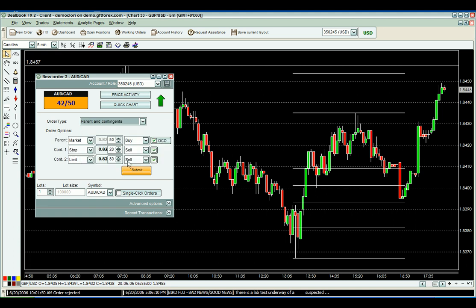A parent and contingent order on the British pound, and it is a sell order because we are selling, and it is a limit sell order, and we are looking at 84.55 and with a 75 stop and with a 35 limit for now, and we're going to put in there 10 lots.